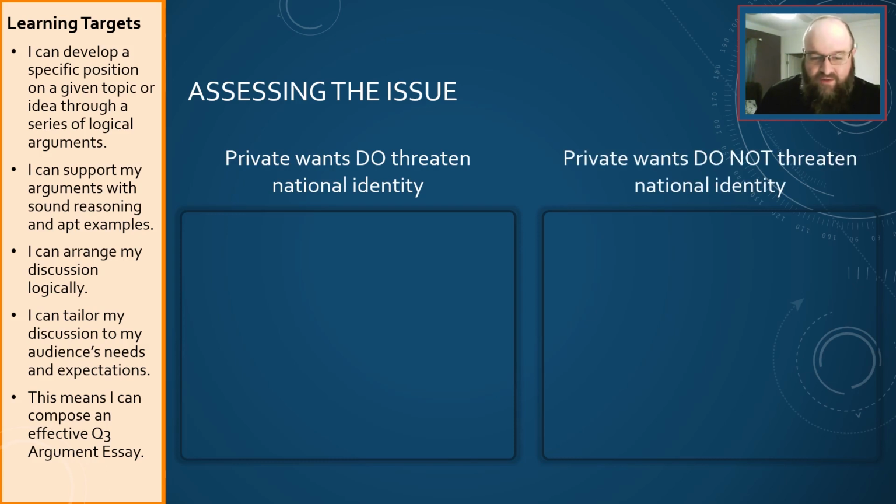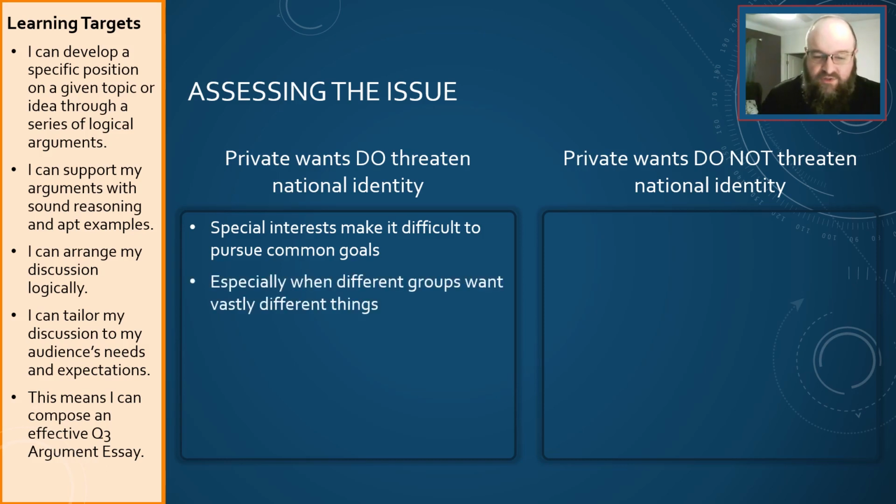Let's start off with the left column there. What are some reasons, examples, evidence supporting that private wants do threaten national identity? Well, right away, just in group dynamics in general, when you have different interests, different goals, different values, it makes it harder for that group to come together and pursue anything in common. And this is especially true when different groups or different members within a group want vastly different things.